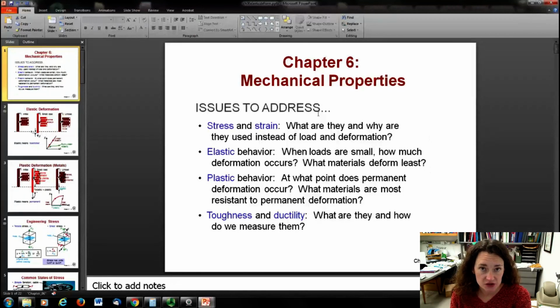We're going to discuss those concepts in today's lecture. Next, we're going to talk about in the chapter plastic behavior. At what point does permanent deformation occur? What materials are most resistant to permanent deformation? And finally, we're going to talk about toughness and ductility. What are they and how do we measure them?